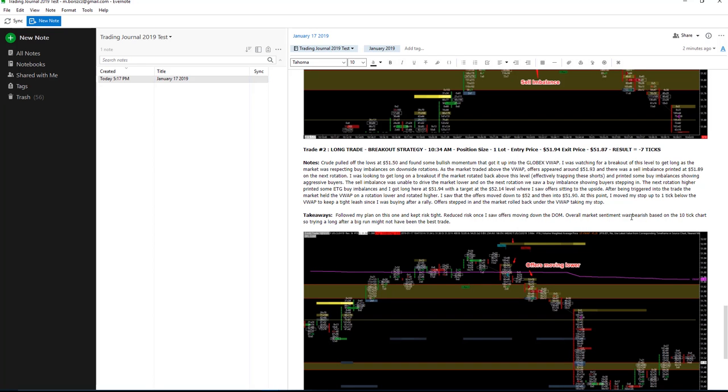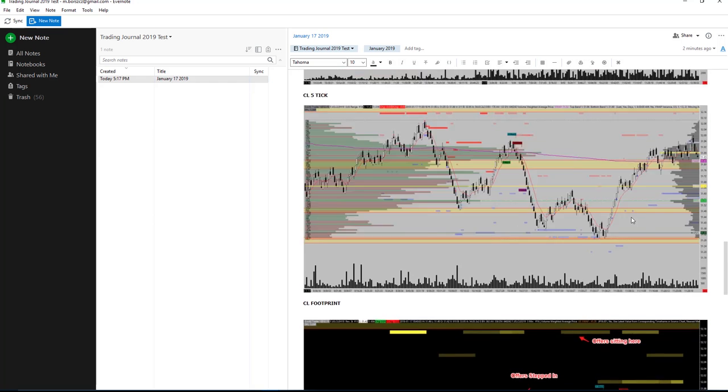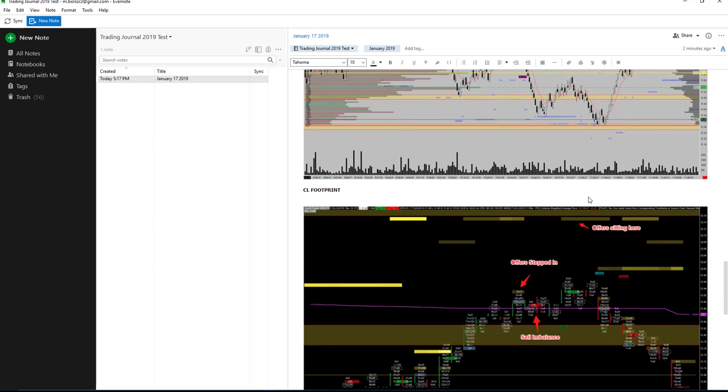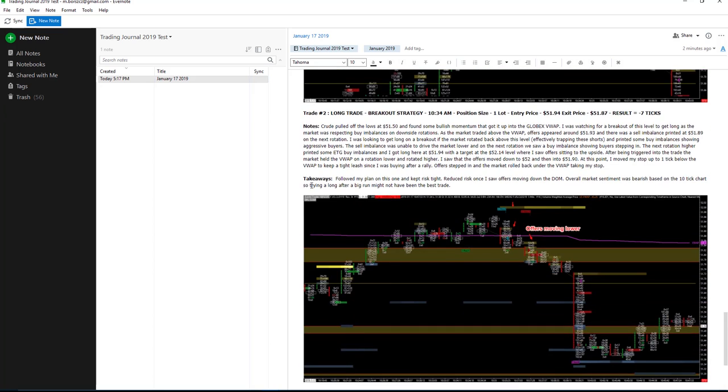The overall sentiment was bearish based on the 10-tick chart. As you can see here, we were making lower lows and lower highs, and this was essentially a pullback within the larger trend. So that's something that I wrote as a takeaway, as this was not the best idea for a long trade. However, I followed my plan and kept the risk tight, so I'm happy with the result.